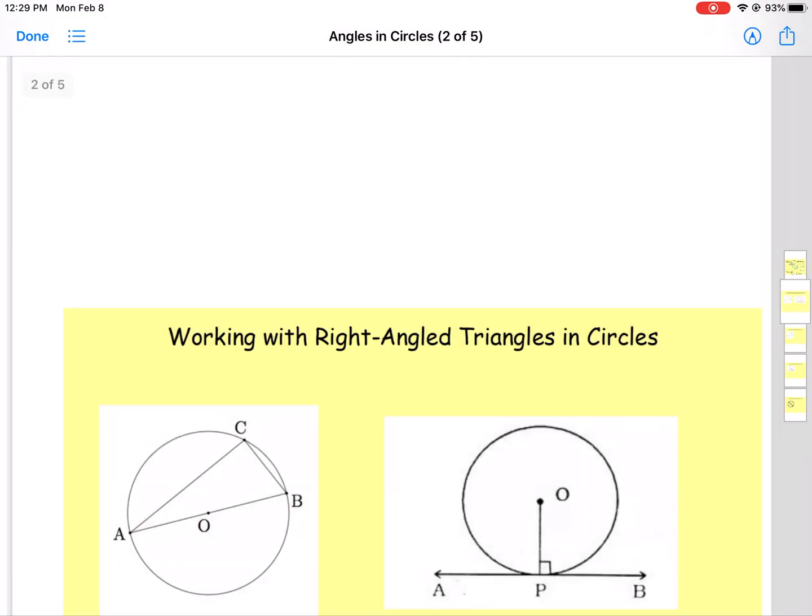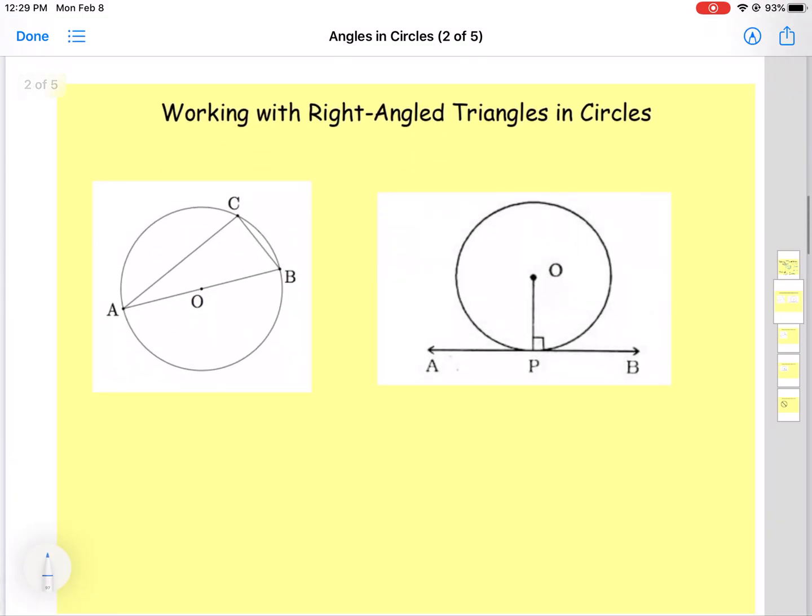So, I said we're going to look at angles in circles, and that's really what we're going to do. We're going to be working with right-angled triangles inside circles, and the right-hand side diagram there is working with right-angled triangles, specifically outside circles. We'll touch on that a little bit, but the main thing that we're going to look at is ones like the diagram on the left-hand side.